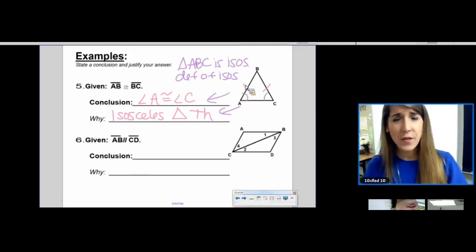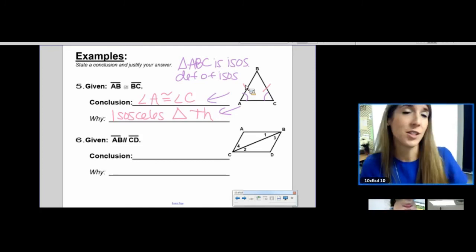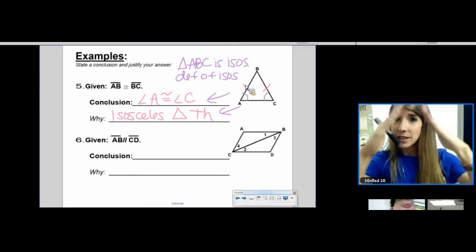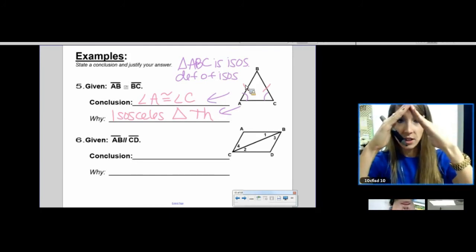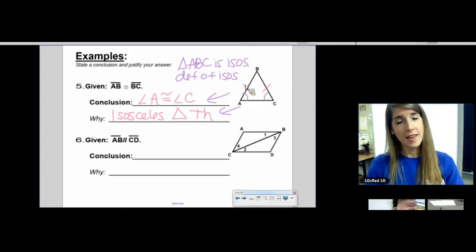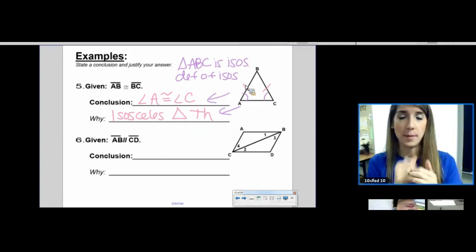Do you see the difference between definition of isosceles and the isosceles triangle theorem? The definition just says, hey, if two sides are congruent, this triangle is isosceles. The theorem says, hey, if two sides are congruent in an isosceles triangle, then the angles opposite are congruent. And the converse would be, if the angles are congruent, then the sides opposite are congruent. So hopefully you have that straight in your mind.